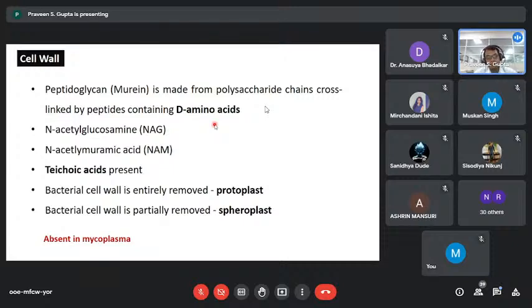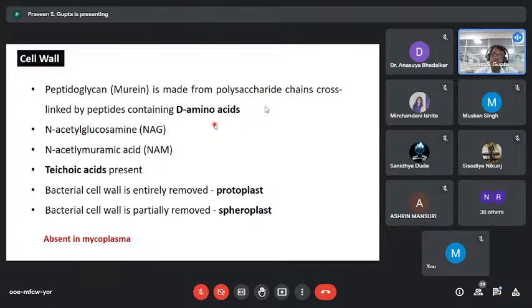Yes, we should remember here it is D-amino acid. The peptidoglycan is itself made up of N-acetylglucosamine and N-acetylmuramic acid. NAG-NAM crosslinks are present. And here you can also see teichoic acid and lipoteichoic acid. Then some specific terminology related to the cell wall: if you remove the cell wall of the bacteria, it is called a protoplast.